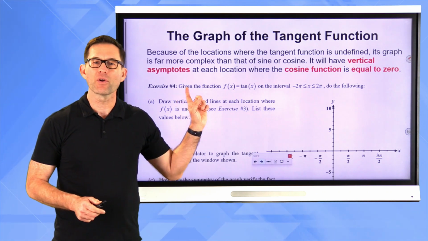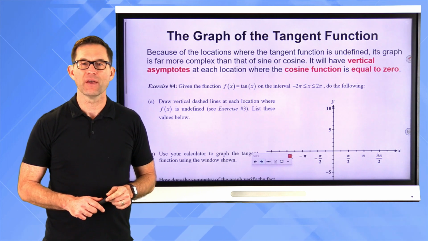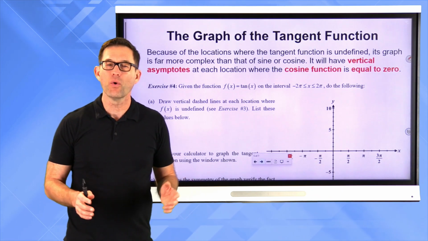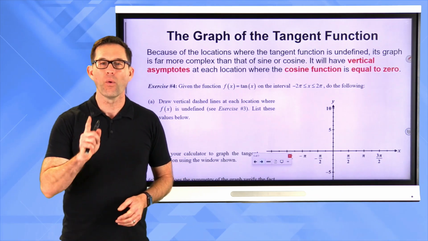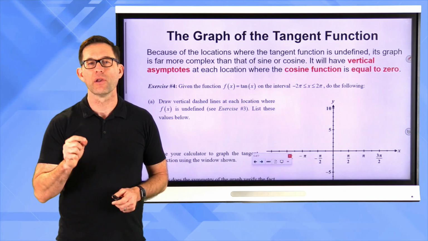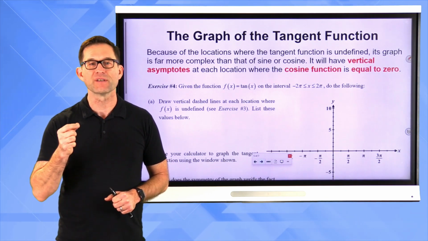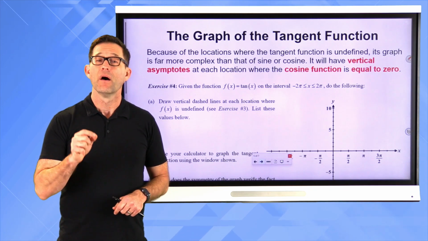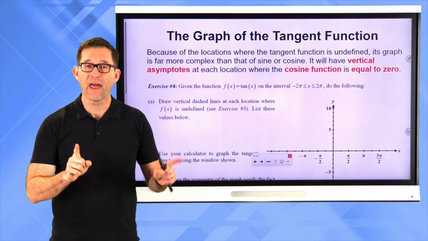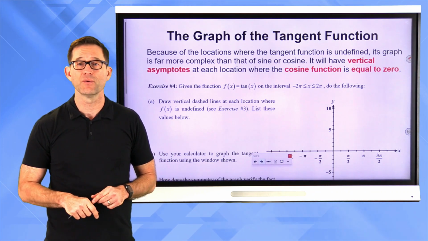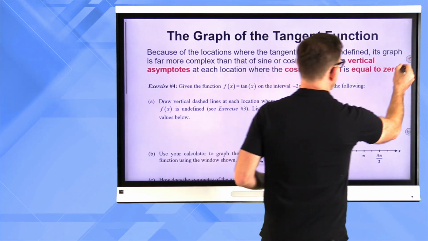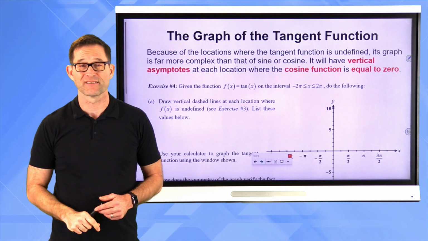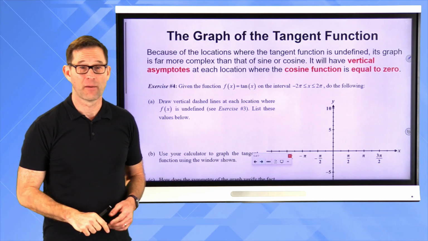It will have vertical asymptotes at each location where the cosine function is equal to 0. All right? And that's really kind of cool. We saw vertical asymptotes at really only one other point in this course, and that was with logarithmic functions, the inverses of exponential functions, right? Exponential functions had horizontal asymptotes, logarithmic functions had vertical ones. But now we'll see another function that has vertical asymptotes, and that's the tangent function. Logarithmic functions just have a single vertical asymptote, oftentimes the y-axis. Tangent has an infinite number of them.